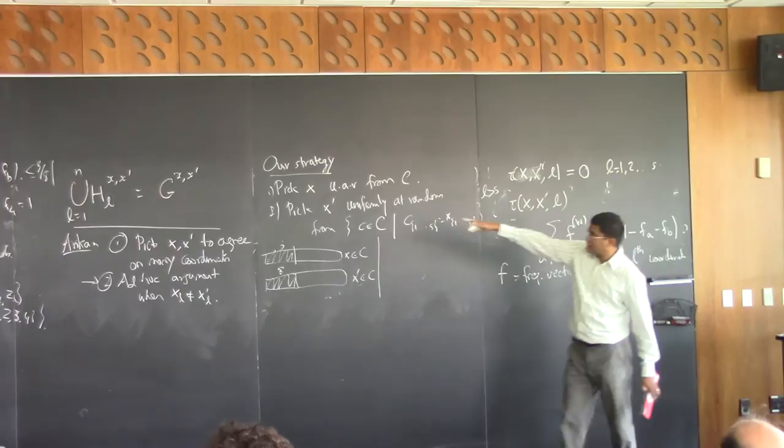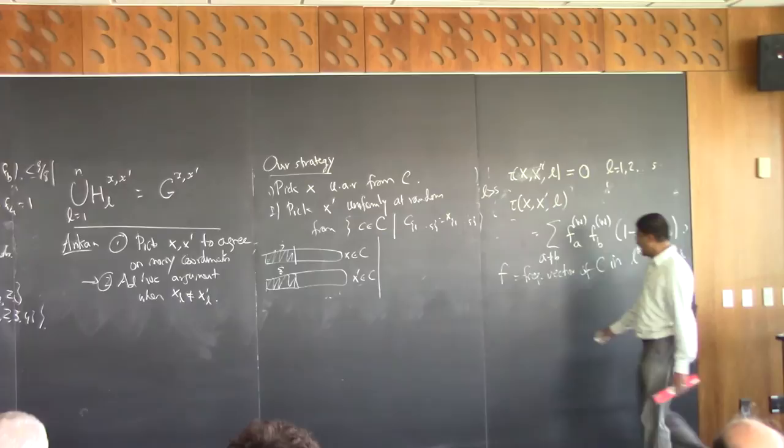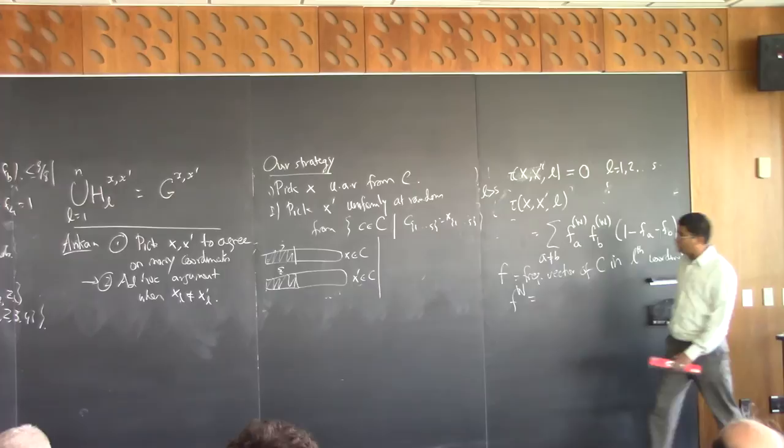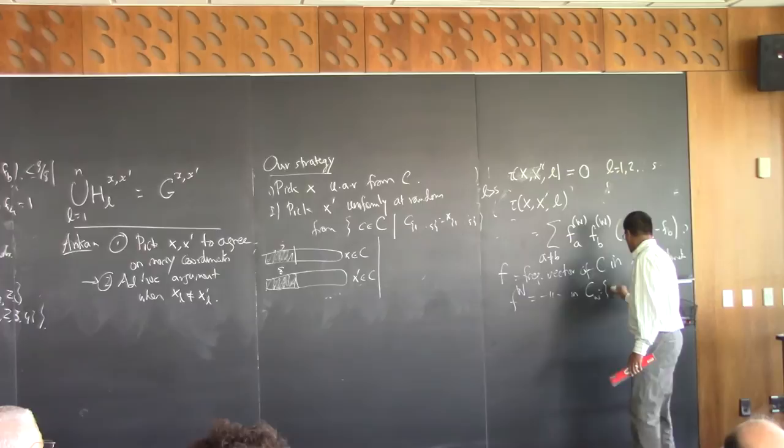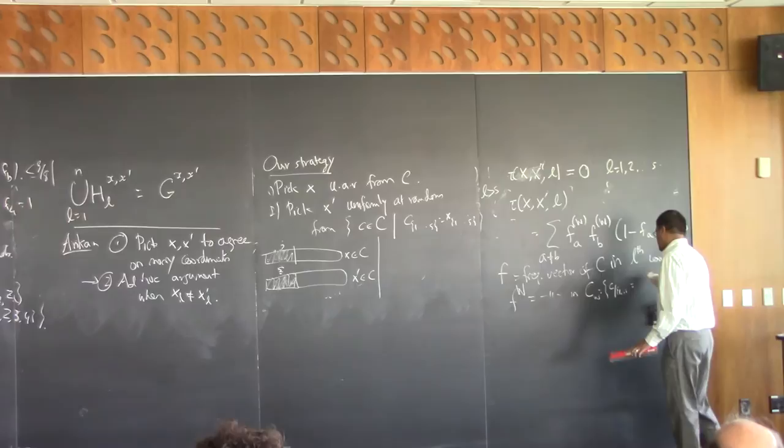That's exactly as before, because you can really go per coordinate. It doesn't really matter which coordinate. And then f_w is the same thing, but not in the code C, but in the code which agrees with what x and x prime have in this prefix. So f_w is the same thing in the subcode C_w, where the first part of c equals some random variable w.